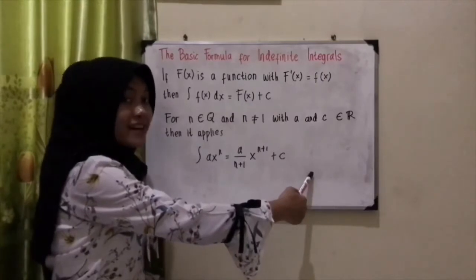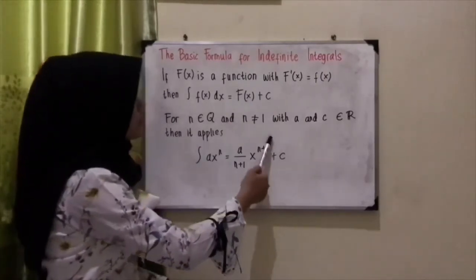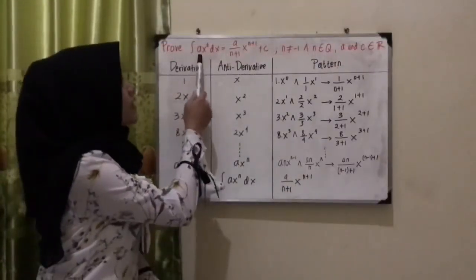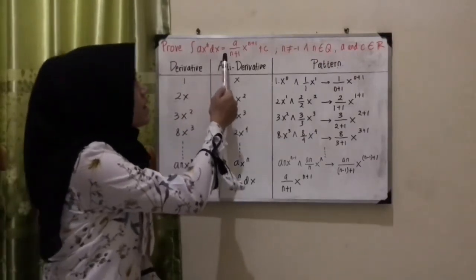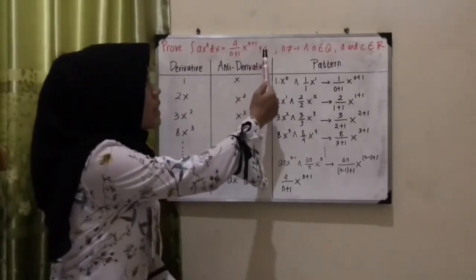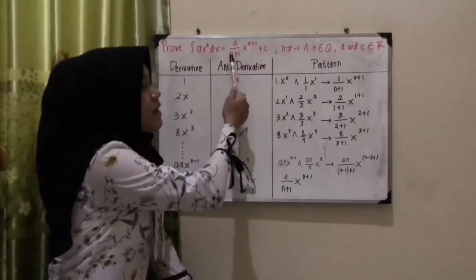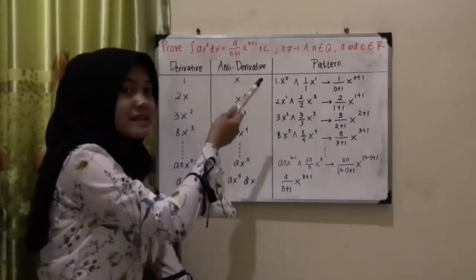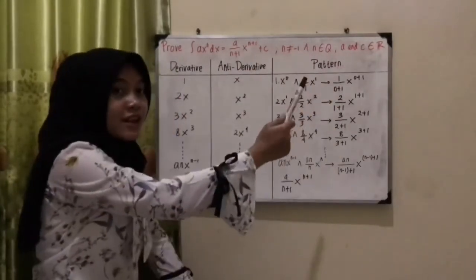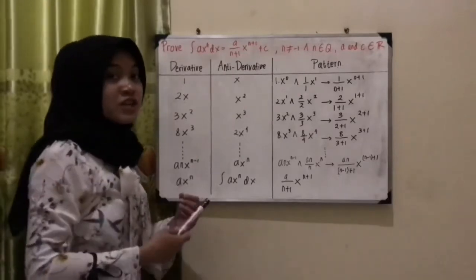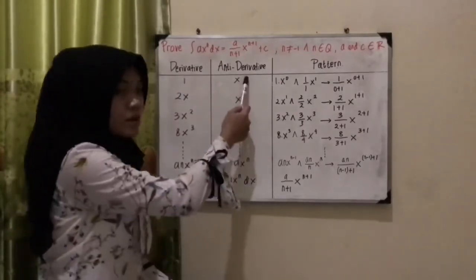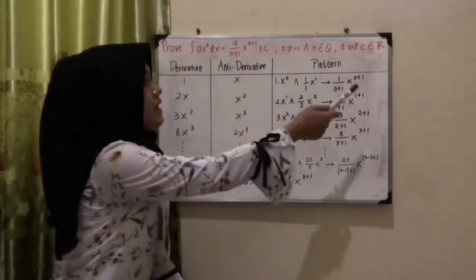Now, to understand more, we will prove the basic formula of indefinite integral. Okay, now we will prove that the integral of a x to the power of n dx is equal to a over n plus 1 times x to the power of n plus 1 plus c, where n is not equal to minus 1 and n is a rational number, and a and c are real constants. So consider the following table. In the first column I have the derivative, and in the second column the antiderivative, and then this is the pattern.